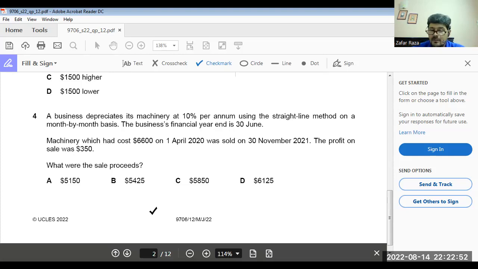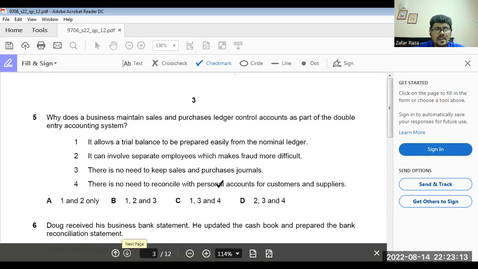Okay, see, the cost is 6,600 minus 1,100 depreciation, 5,500 plus 350 profit. It means he has got $5,850 for this machine. Okay. Now 5.